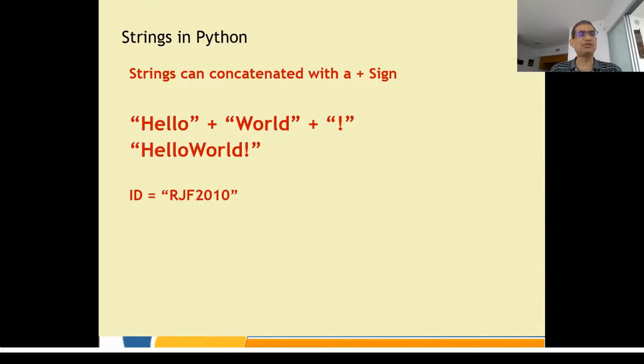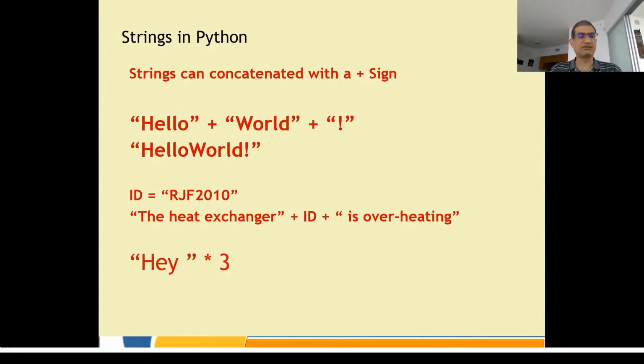We could also do it this way. Let's say that ID was equal to this string RGF 2010, and then you can say the heat exchanger plus ID plus is overheating. That will become one string, the heat exchanger RGF 2010 is overheating. So you could simply use strings with a few key variables inside this way. Finally, you can actually also multiply strings with integers, and here is how you would use it. So here is an example of one string, hey, and if you say hey space multiplied by 3, it will become one string, hey hey hey. Notice the spaces in between all three heys.